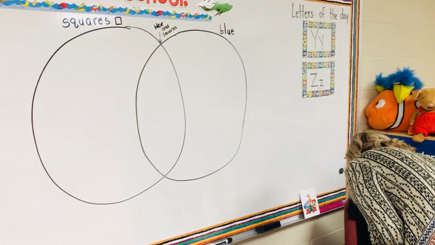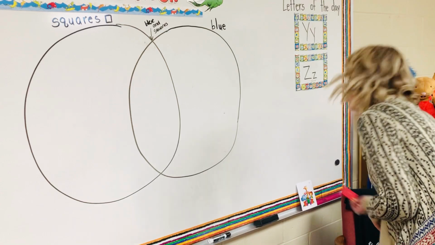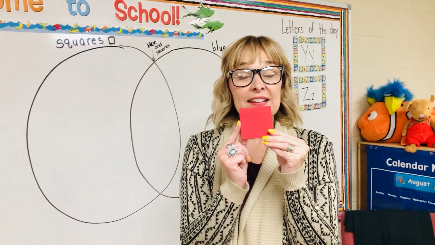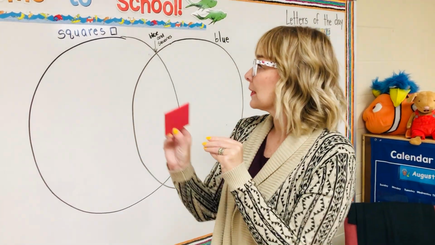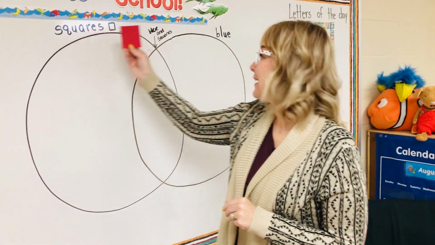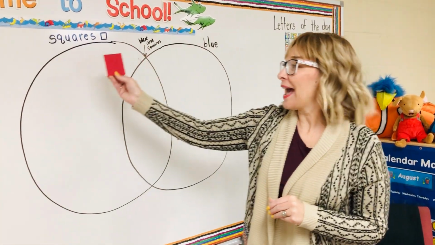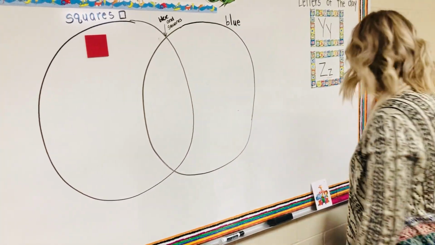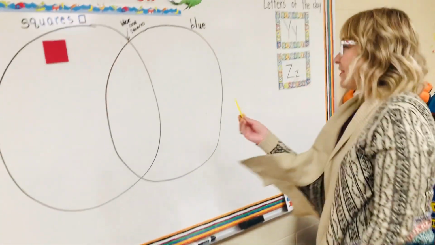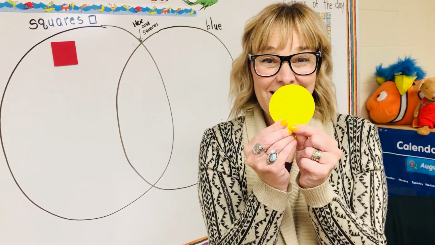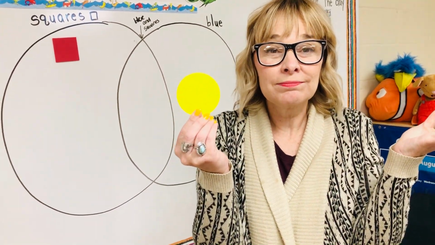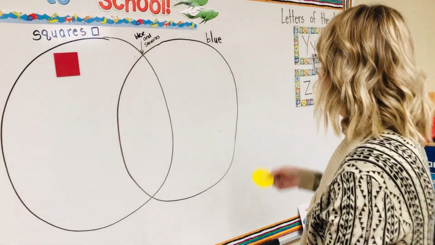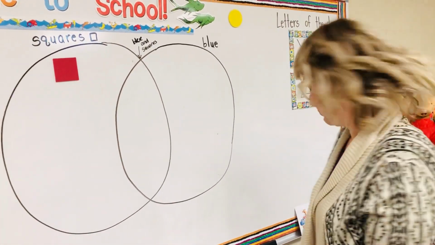All right, I'm going to start with this shape. This is a square, isn't it, guys? It is a red square. Is it a square? Is it blue? So it has to go over here. It is a square, so I can put it here, but it can't go in there. How about this one? Is it a square? Is it blue? Oh no, you are not allowed to go in my Venn diagram, Mr. Circle. No circles allowed today.